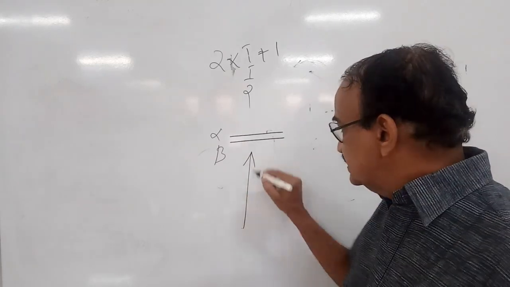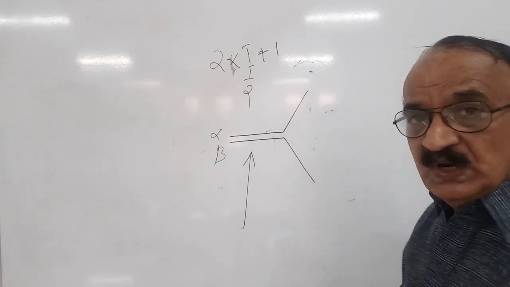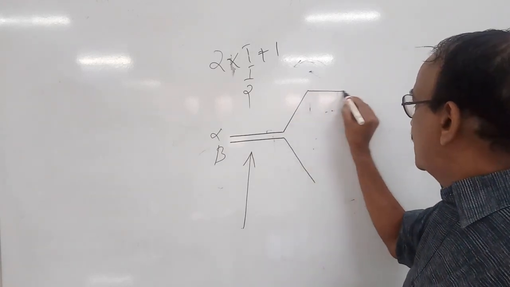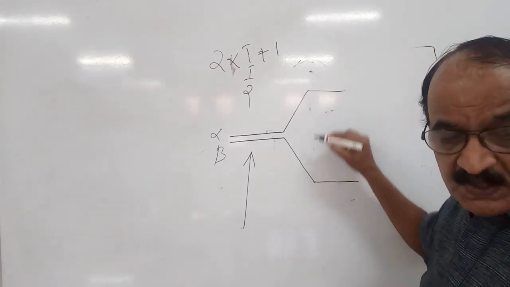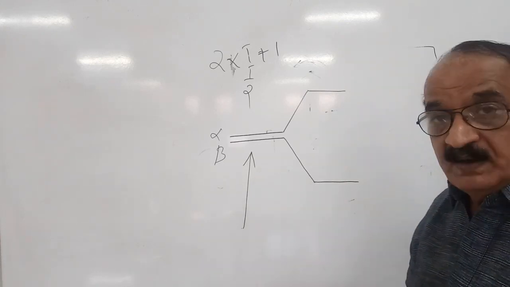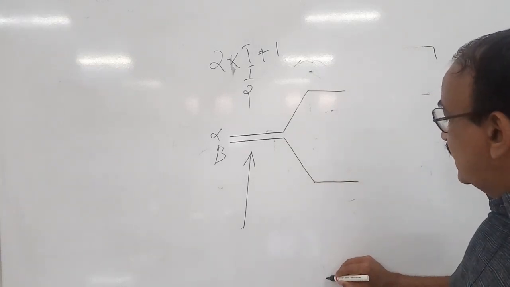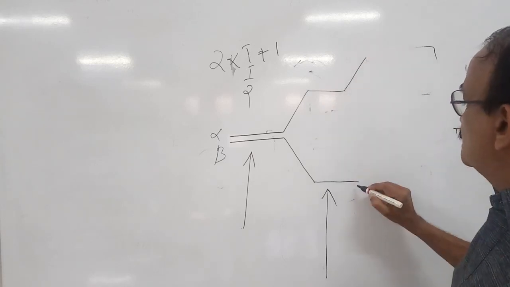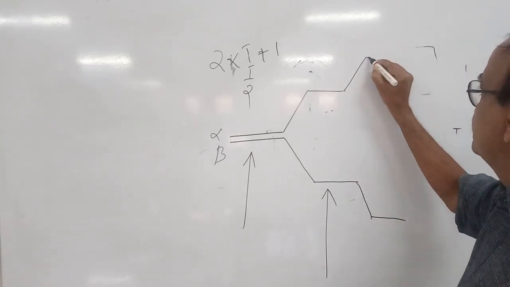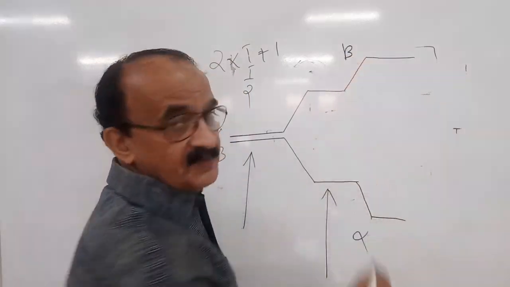When you keep the 2 levels in an external magnetic field, what will happen? The 2 levels get separated. Now this becomes the beta level, this becomes the alpha level. The extent of separation depends on the strength of the magnetic field. Higher the strength, more will be the separation. Now again we are increasing the strength of the magnetic field, and the 2 levels get separated further. Now this becomes the alpha level, this becomes the beta level.